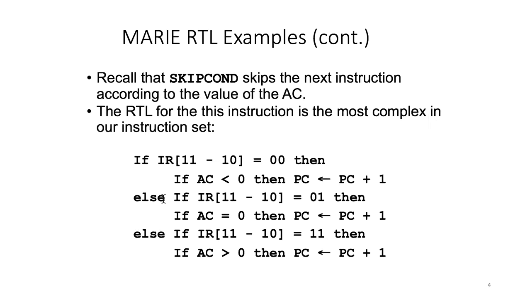On the other hand, if the value of bit 11 and bit 10 equals 0, 1, then we check the value of the AC. If the value of the AC equals 0, then the next instruction will be skipped. And the last condition, if the value of bit 11 and bit 10 in the instruction register equals 1, 1, then if the value of the AC is greater than 0, the next instruction will be skipped.